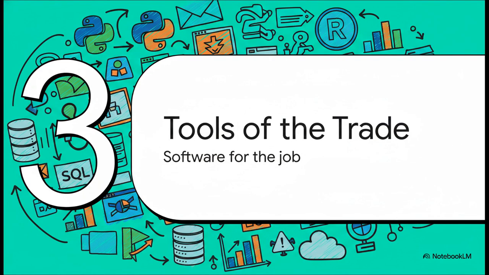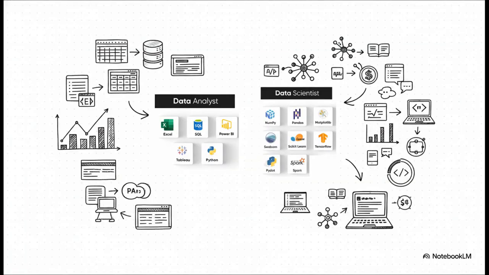Which brings us to Section 3. Tools of the trade. Let's talk about the specific software you'll be using. Because the required skills are so different, the software stacks are totally different too. While an analyst relies heavily on applications like Excel, SQL databases, and dashboard tools to build their reports, a data scientist lives in a much deeper, code-driven ecosystem. If you go the scientist route, you are going to be heavily utilizing specific Python libraries, things like NumPy, Pandas, Matplotlib, scikit-learn, and TensorFlow, to actually build and train your predictive models.